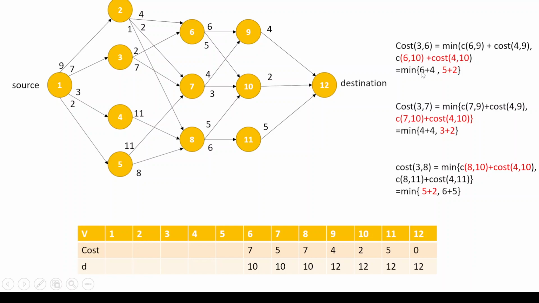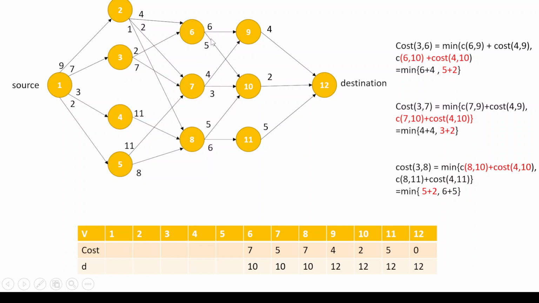So 6 plus cost of 4 comma 9, it is 4, and C of 6 comma 10, the weight of this edge is 5 and the cost of this particular vertex is 2 from this particular table. So minimum of 6 plus 4 and 5 plus 2 is 5 plus 2, that is 7. Who is giving me this answer? That is C of 6 comma 10 plus cost of 4 comma 10. So it says that from 6, if I move through 10 to 12, I will get a minimum cost.